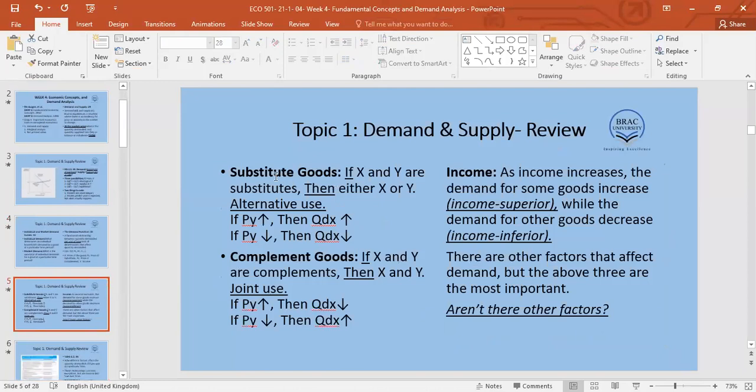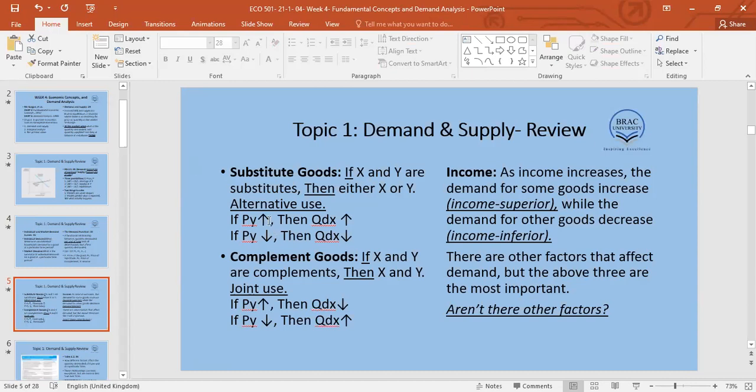So if we look at substitute, how do we define a substitute? Either we consume X or we consume Y. Either we drink Coca-Cola or we drink Pepsi-Cola. Now, both of them are very close substitutes. So if I don't have one, I can always switch to the other one. Now, if X is Coca-Cola, Pepsi is Y, okay? If the price of Pepsi falls, what happens to the demand for Coca-Cola? It decreases. We're going to show this thing graphically later on.